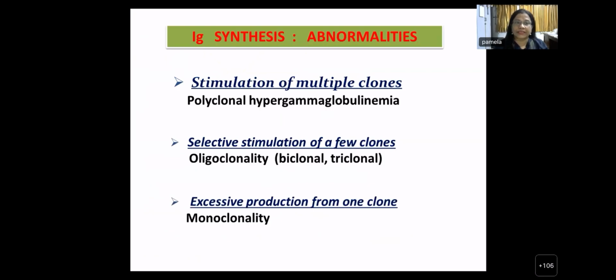There is abnormal synthesis of immunoglobulins, which could be due to various etiologies. And you can have 3 different types of production of clones. One of it is stimulation of multiple clones, leading to polyclonal hypergammaglobulinemia. Second is selective stimulation of few clones, that is known as oligoclonality, which could be biclonal or triclonal, 2 or 3 clones. Then you can also have excessive production from one clone, which is known as monoclonality.